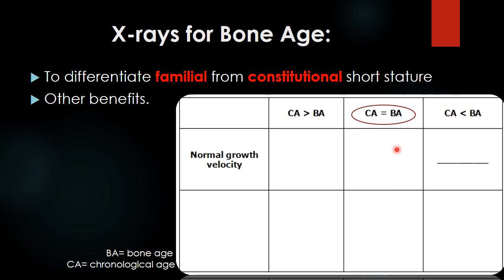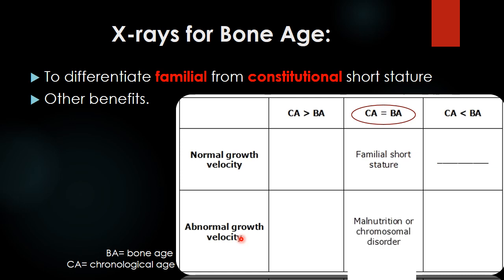So if the chronological age and the bone age are at the same place, you assess the growth velocity, and if the growth velocity is normal, then the reason for short stature is familial short stature. If, however, with comparable chronological and bone age, the growth velocity is slow, then the chances are that this short stature is because of malnutrition or chromosomal disorders.